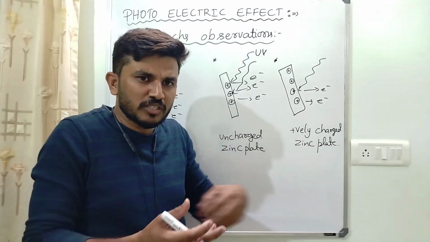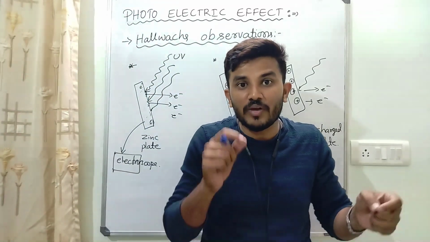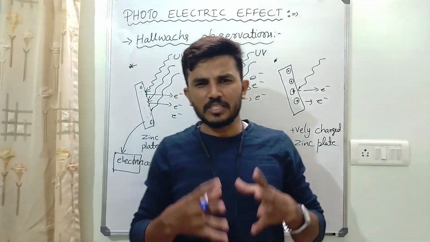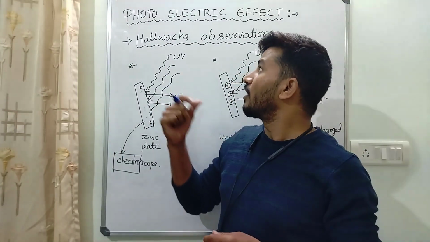So electrons continuously and consistently keep coming out when light falls on the plate. This is the second observation made by Hallwachs.